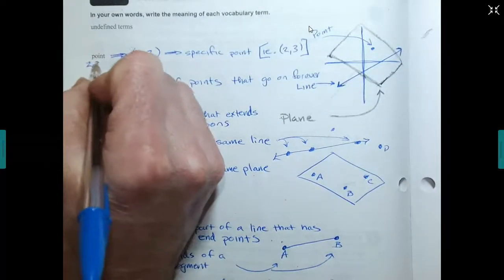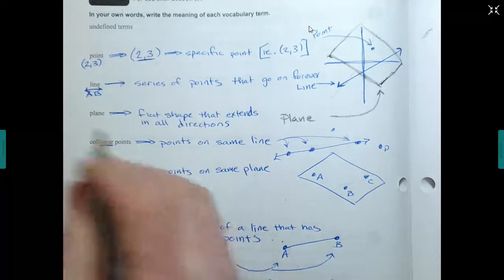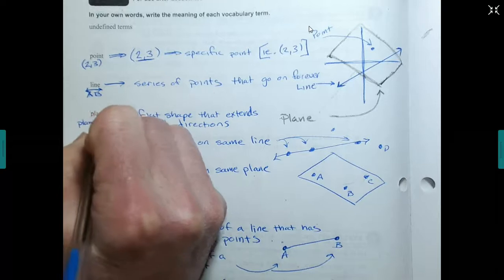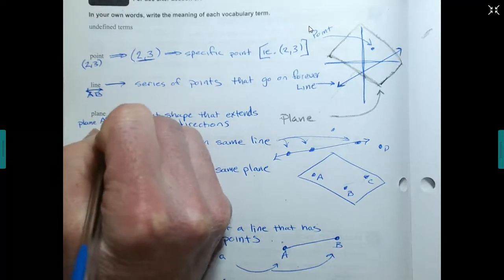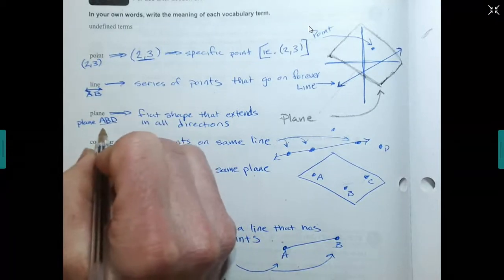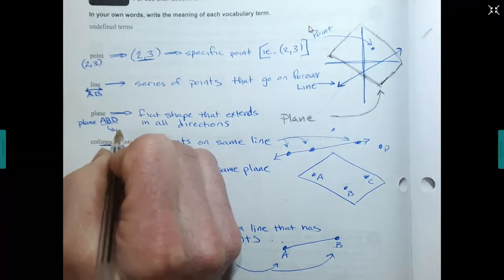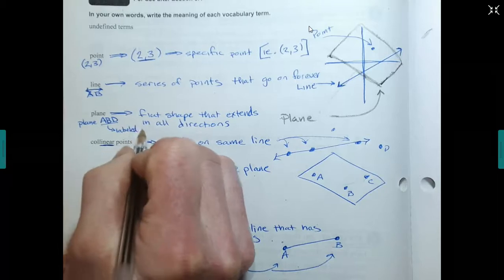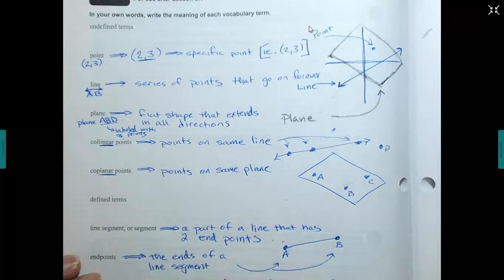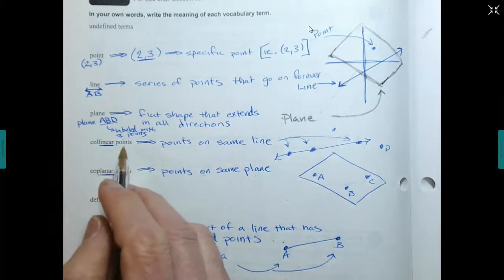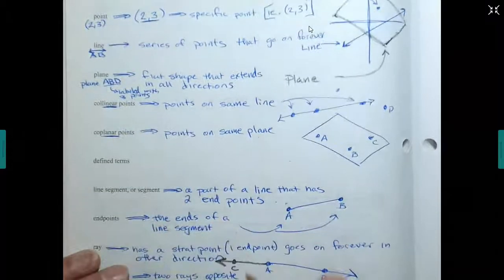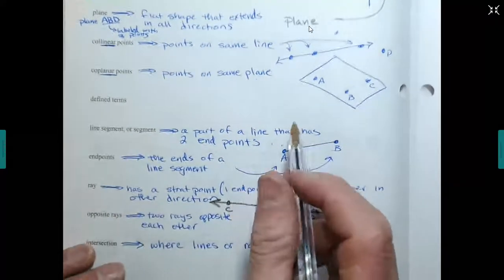A point is labeled. A plane is labeled plane A, B, D. A plane has to be labeled with 3 points. Has to be. Collinear points, you're just like point A and point B. Coplanar points, point A, point B, point C.